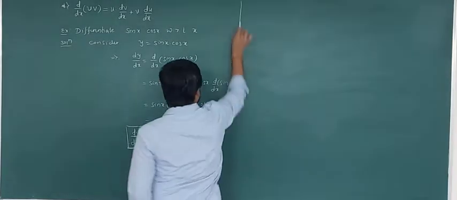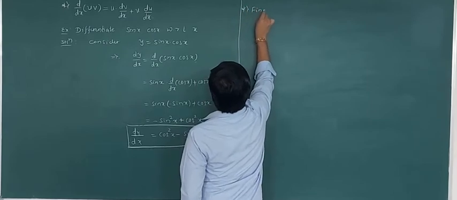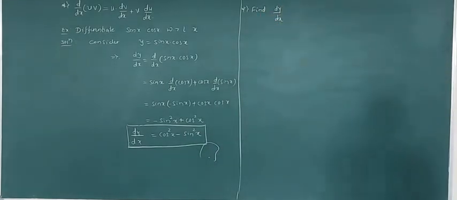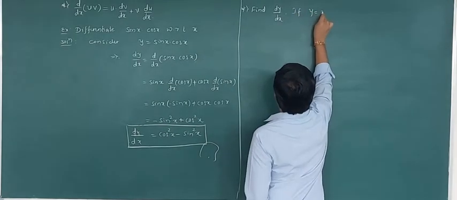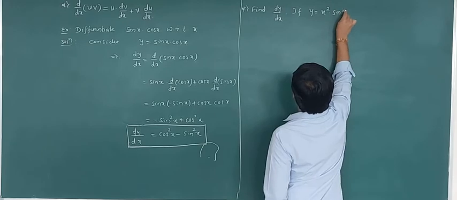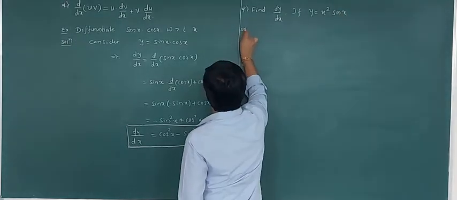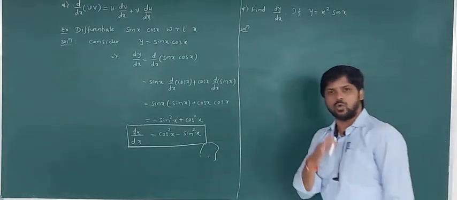Next example. Find dy by dx, if y is equal to x square into sin x. Okay. So solution. Find dy by dx means we have to differentiate the given function with respect to x.